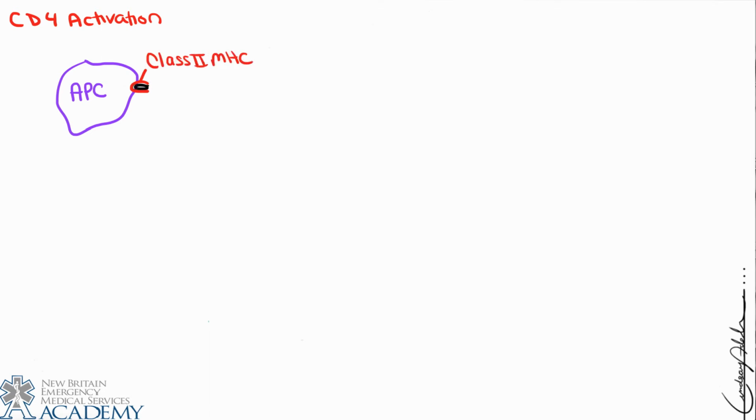Next, I want to talk a little bit about the CD4 cells and their process of activation. So CD4 cells are going to interact with class 2 MHC only. So we have an antigen-presenting cell, and we have our class 2 MHC, and then we have our foreign antigen that is present. And then we have our CD4 cell, which is just another type of T cell that can only become a helper T cell. And that particular cell is going to come by and recognize this foreign antigen on the class 2 MHC.